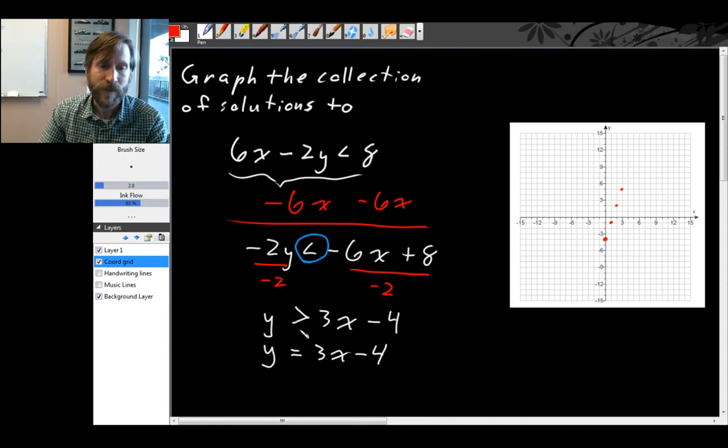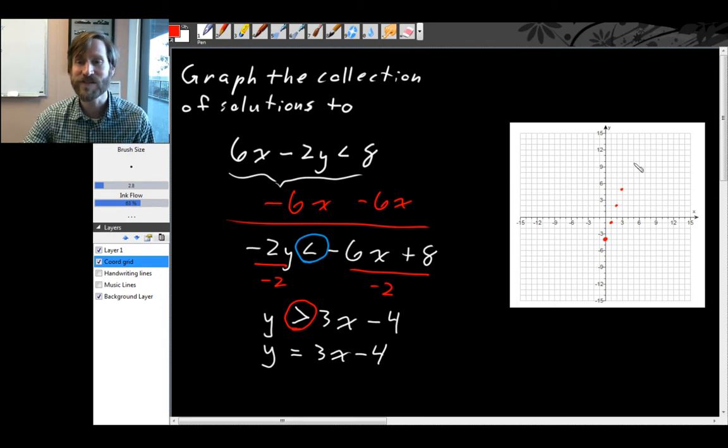Our inequality is what's called a strict inequality. It's not or equal to. It is just greater than. So the line through these points is where the two sides of the inequality are equal to each other. But we want points where one side is bigger than the other, not where they're equal. So the line through these points doesn't itself consist of solutions to the inequality.